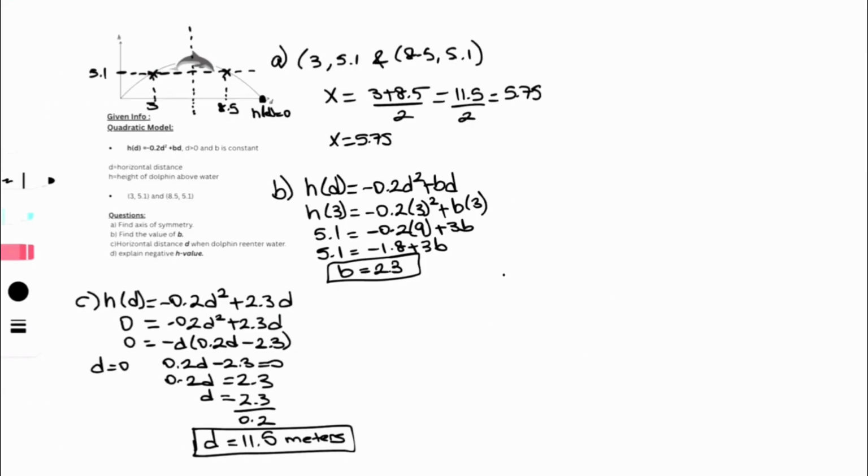In part B, we will explain the negative h value. We interpret a negative height value. We can say a negative h value indicates that the dolphin is below the water surface.